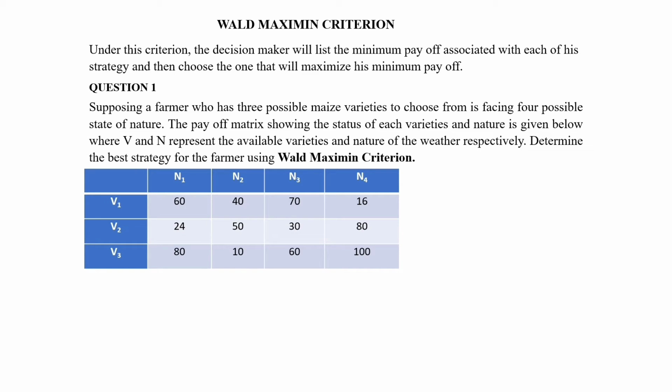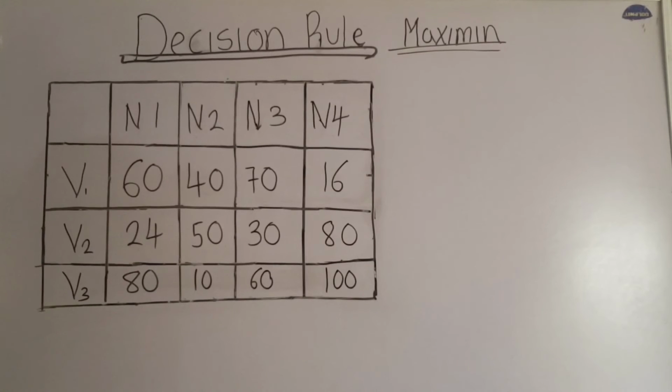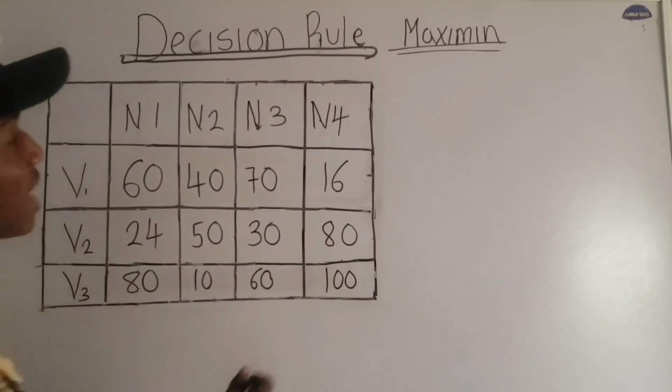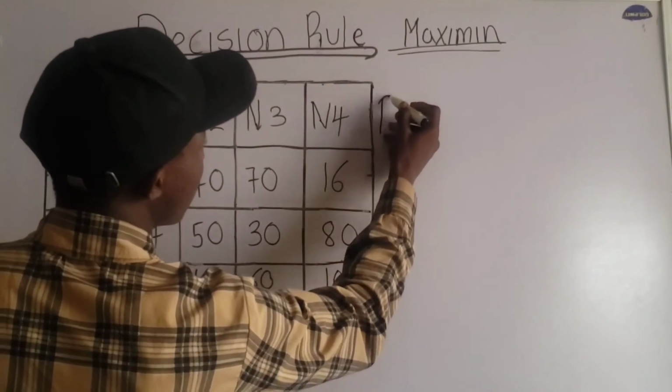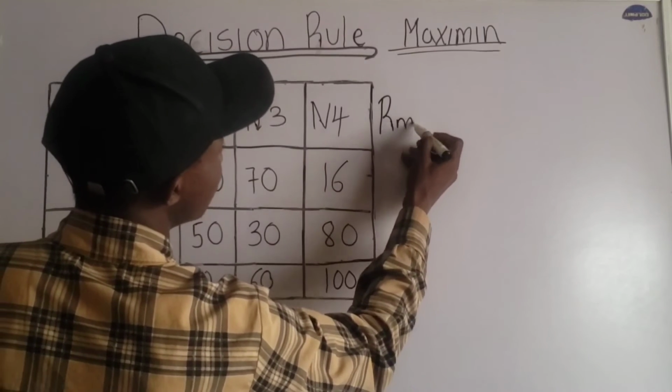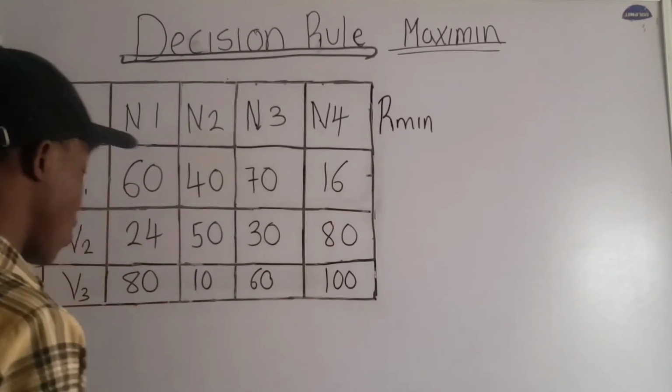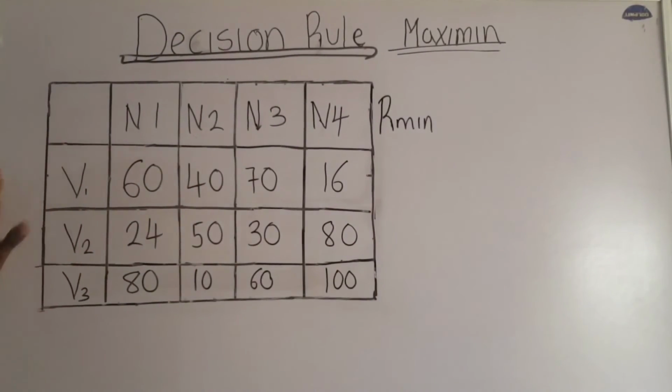Don't forget the rule. The first thing is that the farmer, in this case the decision maker, will list the minimum payoff associated with the strategy. Now, let's start by listing the minimum payoff associated with the strategy of the farmer. The strategy of the farmer is the number of varieties that the farmer has at hand. So, I'm going to have another column in this place, which will stand for minimum. Let me call it row minimum. That is the minimum payoff associated with the varieties that the farmer has.